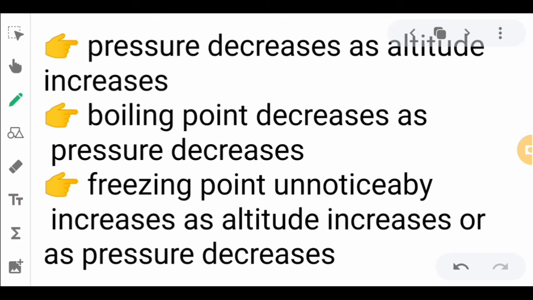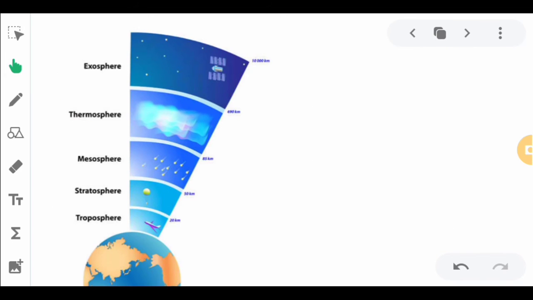And now let us proceed to the pressures in the atmosphere or pressures in air. First, pressure decreases as altitude increases. Let us have here the layers of the atmosphere. I have here the troposphere, stratosphere, mesosphere, thermosphere, and exosphere. We are not doing earth science here, so I won't elaborate on that part. Let us do some physics.